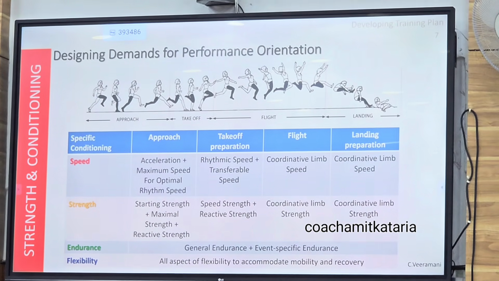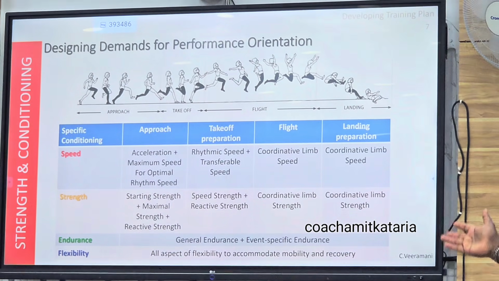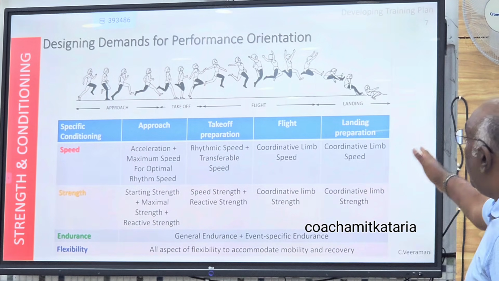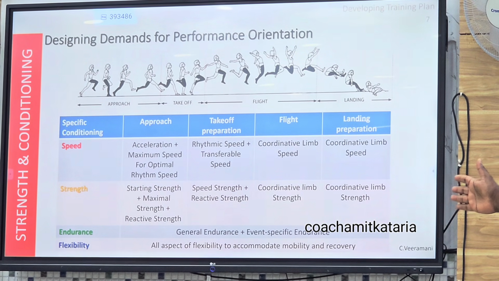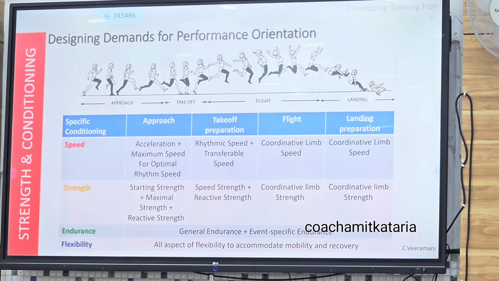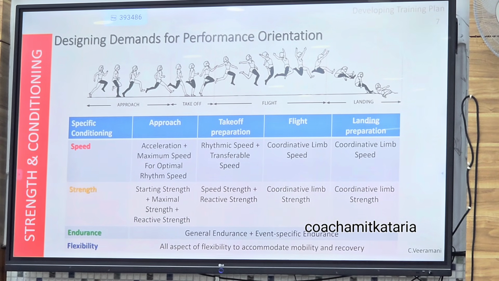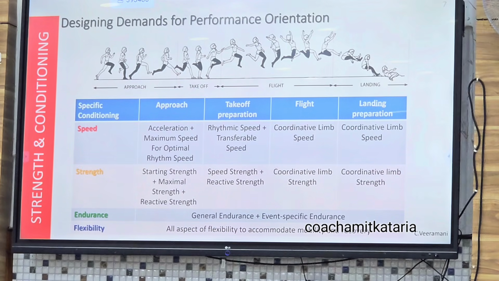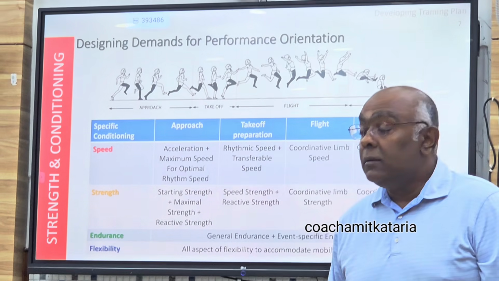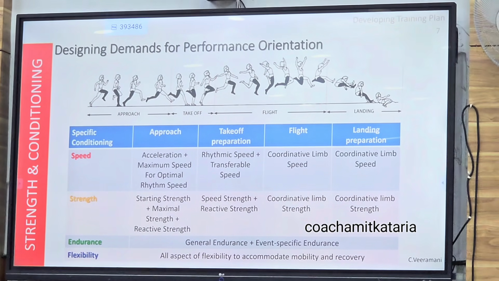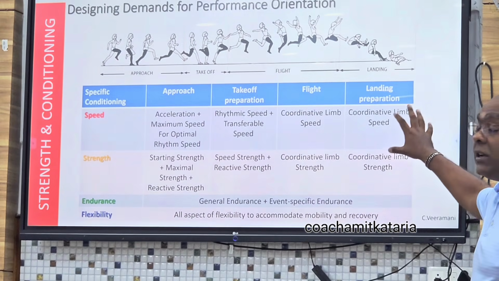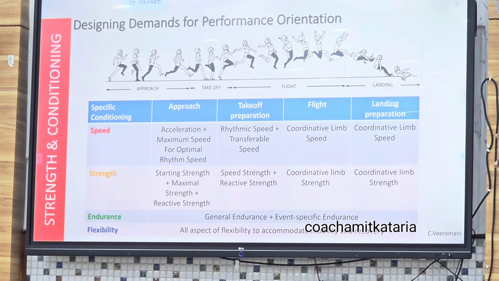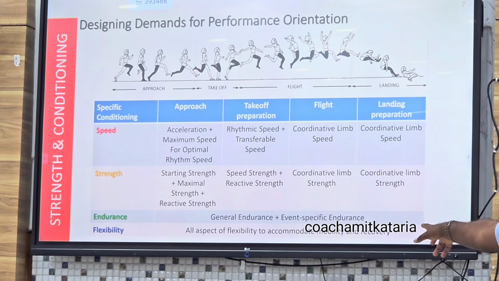In terms of specific conditioning, I need to do speed, I need to do strength, I need to do endurance, I need to do flexibility. For each phase, because of the principle I showed earlier, my conditioning activities will vary. For speed, I need to focus on acceleration and maximum speed to be developed so that I can later convert it to optimal rhythm. Strength: starting strength, maximum strength and reactive strength. Endurance and flexibility are done based on the event speed. Each part will have a certain focus. Because of that, the speed requirements will be different, and this is what I call the different adaptations you're looking for.